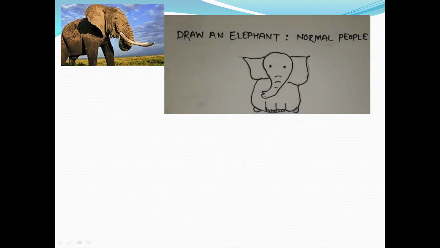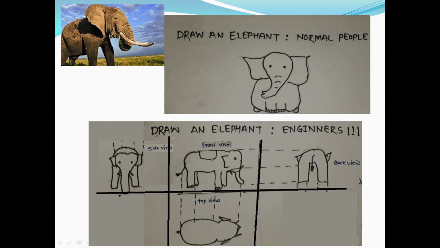So here the example is an elephant. Normal people will draw the drawing of an elephant like this. So how will an engineer draw? So draw an elephant, engineers. So this is the front view. We are looking from the front. So this is the front view of the elephant. So in the projections, we got here the back view, or we can say left hand side view. So this is the front view, or we can say right hand side view, and this is the top view.